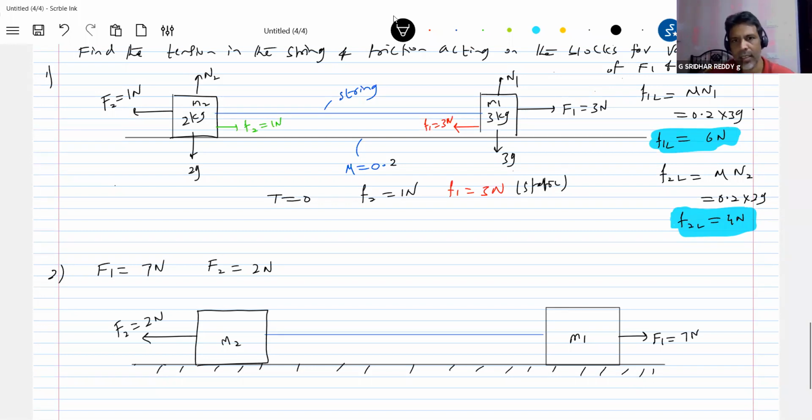Okay, there's a 7 Newton force there. Let's check that one. Is this applied force greater than limiting friction? So the block will shift. The block is about to shift. So therefore the friction acting will be a limiting friction. Show like this here. This will be F1L. How much? 6 Newton force.